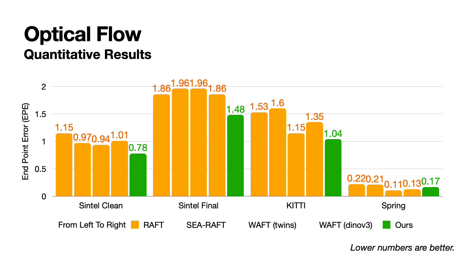Quantitatively, CoWTracker delivers strong zero-shot flow performance. On Sintel, it achieves about 0.8 end-point error in the clean split and 1.5 in the final split, outperforming specialized methods. It shows similarly strong results on KITTI and Spring, despite not using any optical flow supervision.